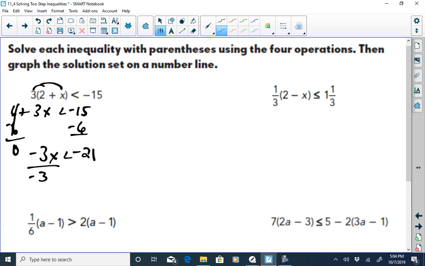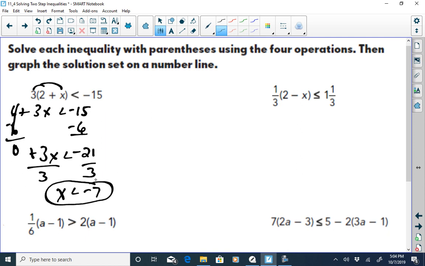Alright, where did I get negative 3x from? Nope. Be careful there, because that's positive 3x. So I'm not dividing by negative 3. I'm dividing by 3 on both sides of that inequality, and we have x has to be less than negative 7, right?